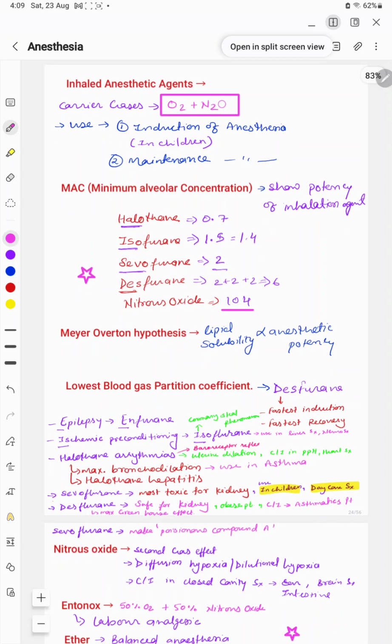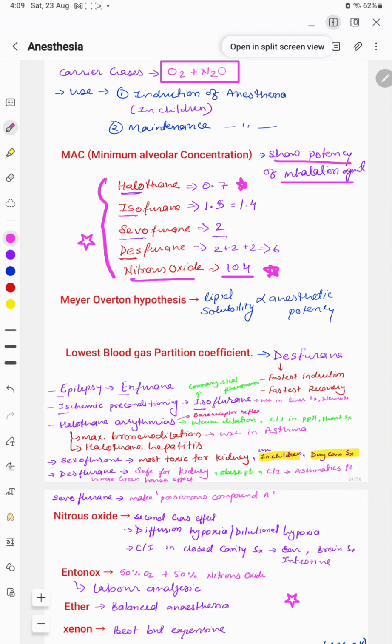This is not very important, but MAC, minimum alveolar concentration, this is important. What is MAC? This shows the potency of the inhalation agent. How potent is it? Like how much amount they need to produce the effect of anesthesia. Like here you can see halothane is very low, 0.7. You need to remember this. This is very important. Nitrous oxide was already asked in the exam, and halothane you need to know. And isoflurane 1.4, sevoflurane 2, desflurane 6.